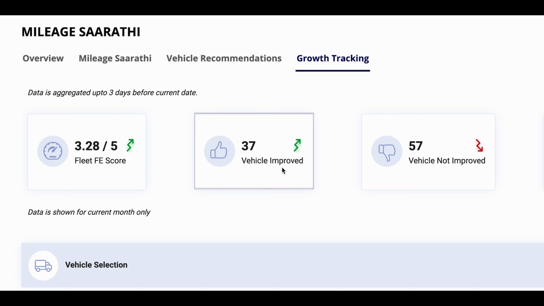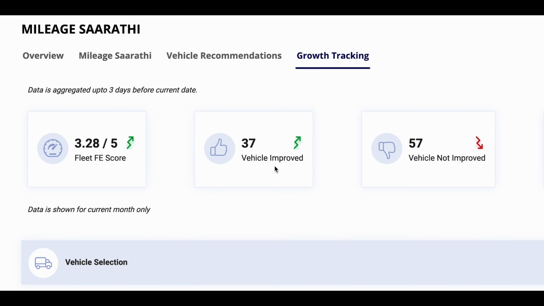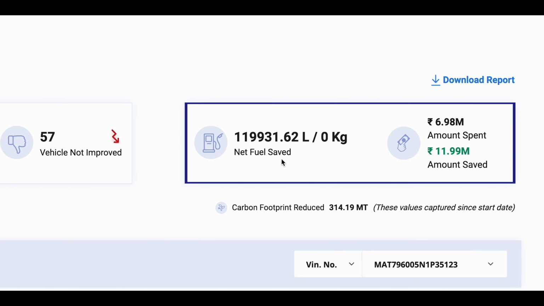Vehicle Improvement. This section details how individual vehicles are performing. The system categorizes them as improved, green, and needing improvement, red. This helps you identify vehicles that might require specific attention or corrective actions. Net fuel saved. This metric shows the overall fuel savings achieved by your fleet based on the implemented recommendations.